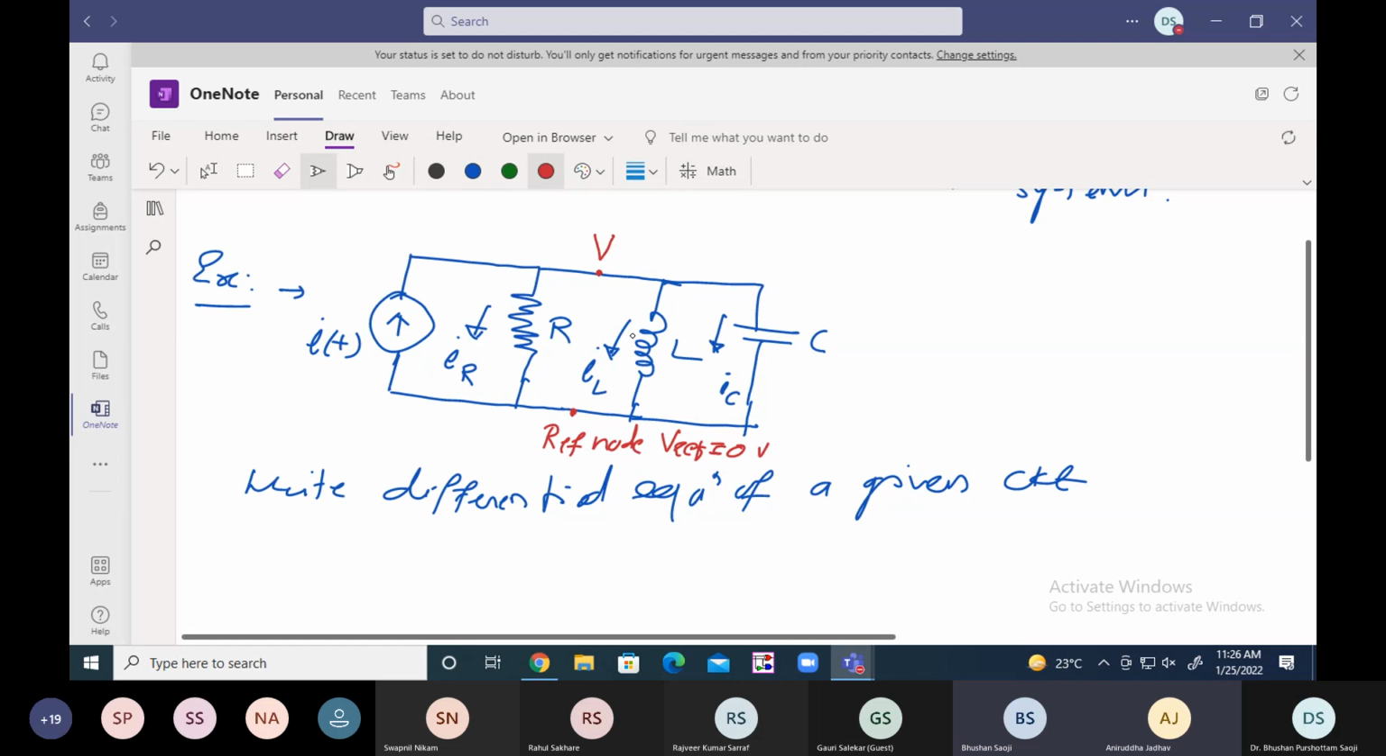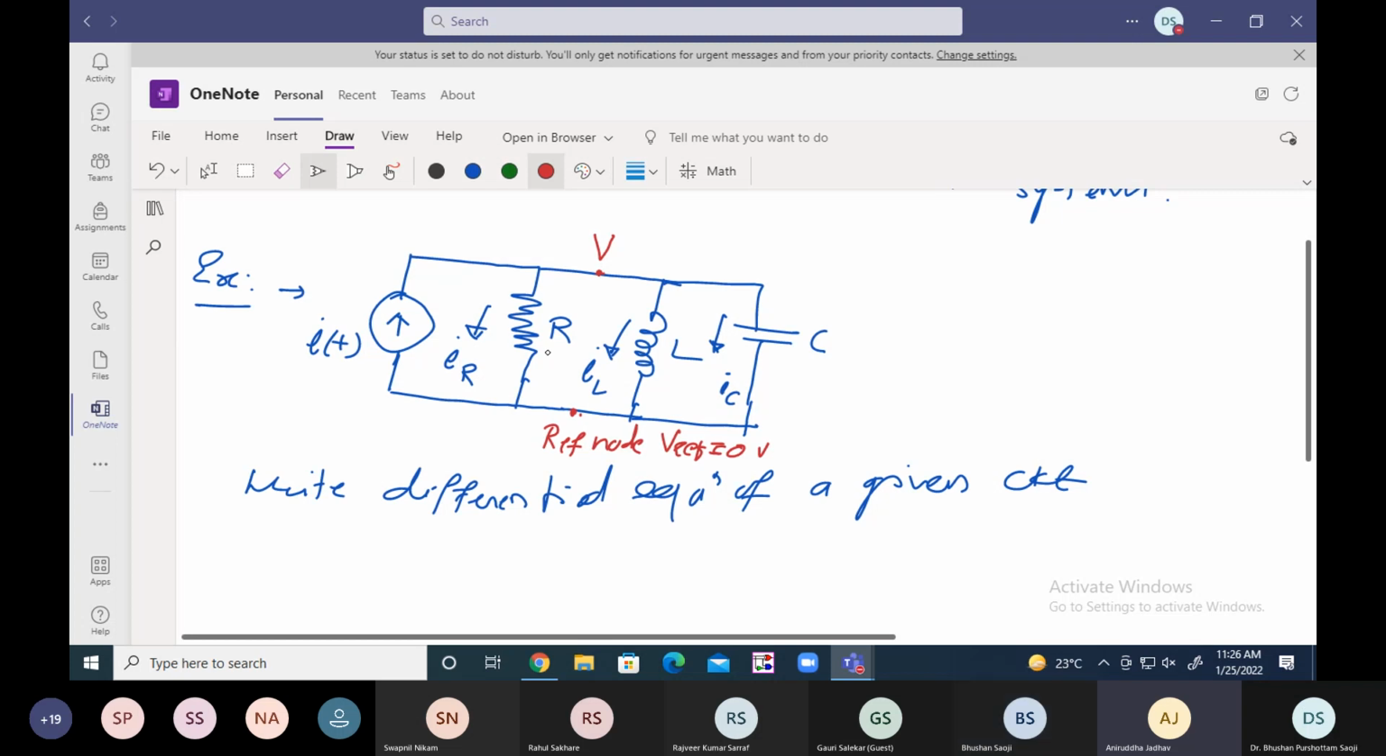Now see here, the resistance R is connected between the V and the reference node. So that means the voltage across the R is V. Similarly, the inductance, it is connected between the node V and the node reference. So the voltage across the L is again V, and C is also connected between the V and the reference node. So the voltage across the C is also V.